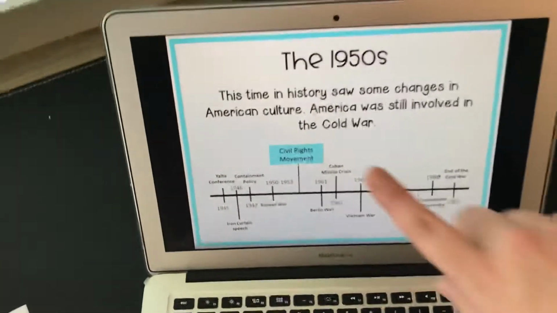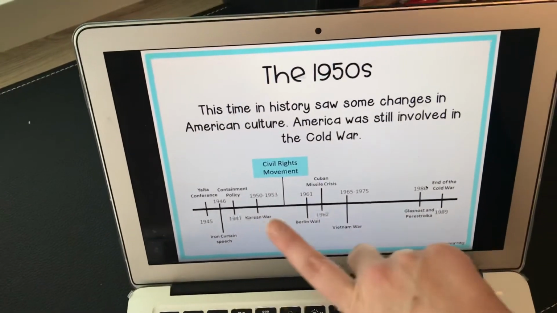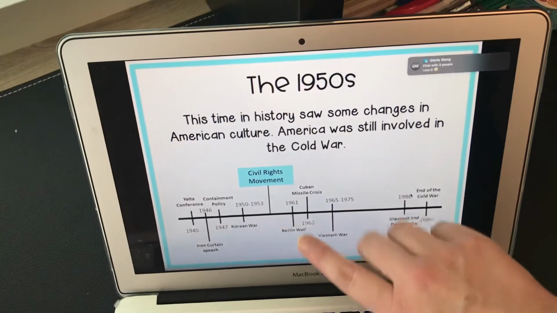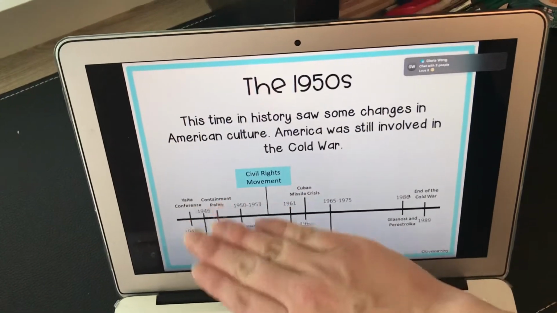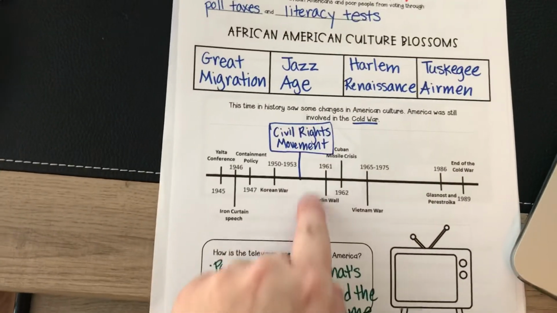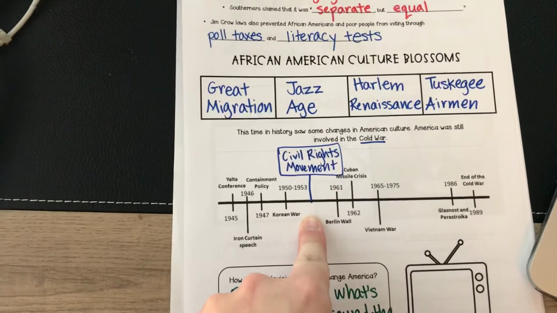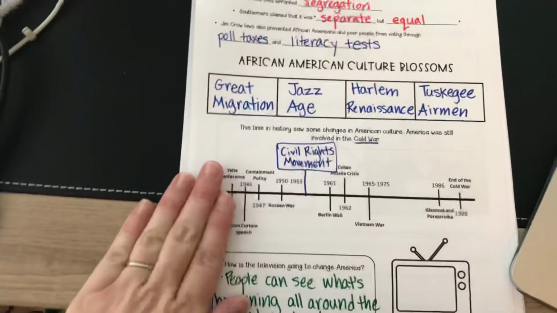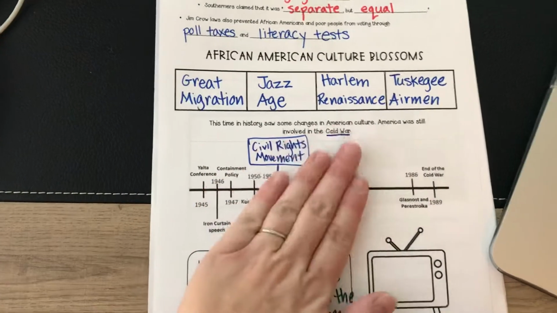The Civil Rights Movement takes place, if you can see this, between the Korean War era and the Berlin Wall, and up into parts of the Cold War. So the Cold War is happening from the 1940s all the way into the 1980s, 1991. And the Civil Rights Movement takes place right smack dab in the middle of that. So the reason why I'm talking about this, along with the Cold War era in general, as you can see, everything is happening at the same time.